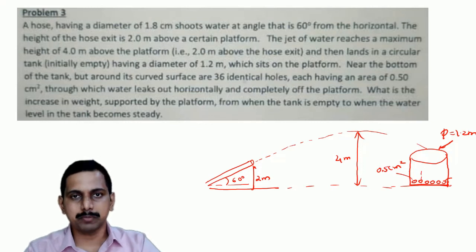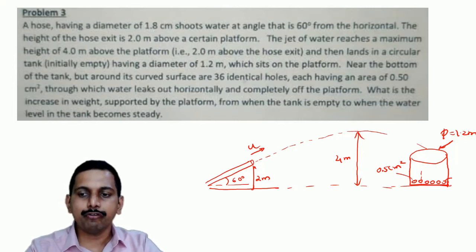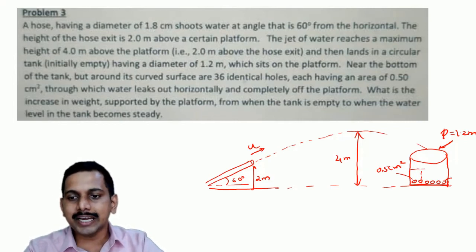Now, how to solve this problem? The first step is to solve a ballistic problem to find out U. This is a hint I am giving you. Once you find out U, then next you have to find the height to which it attains. What is the height it attains?